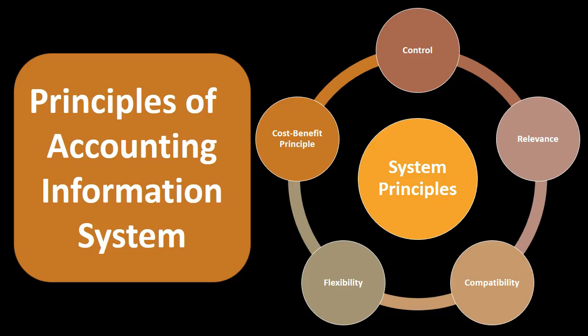So when we think about these principles of the accounting information system, we have to think about them in conjunction with each other. Those principles of the accounting information system being the control principle, the relevance principle, the compatibility principle, the flexibility principle, the cost benefit principle. These principles we need to keep in mind when we're putting the accounting information system in place, that system that will take the raw data, the transactions, input that data, process that data, and then export that data in some way in form of financial statements generally.